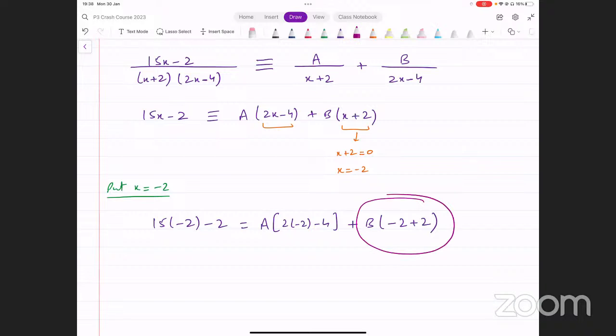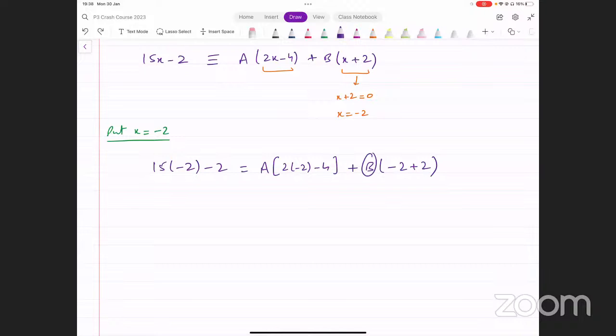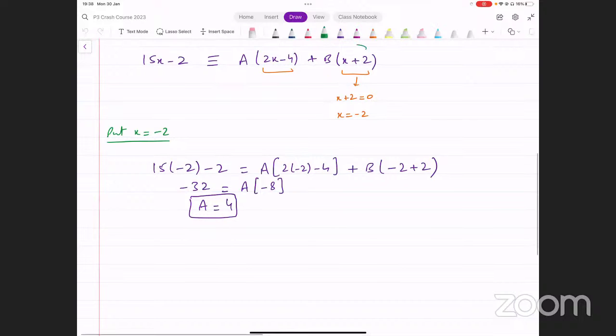And this thing is going to become 0. When that becomes 0, b gets eliminated, and we're just left with minus 30 minus 2, which is minus 32 on the left side. On the right side, we've got a into minus 4 minus 4, which is minus 8. Divide minus 8 on the other side now, and that gives us a equal to 4. We find the value of a from that. So we got rid of the variable, this letter b, by making this whole bracket 0. And now we have only a left. We can find the value of a from there.